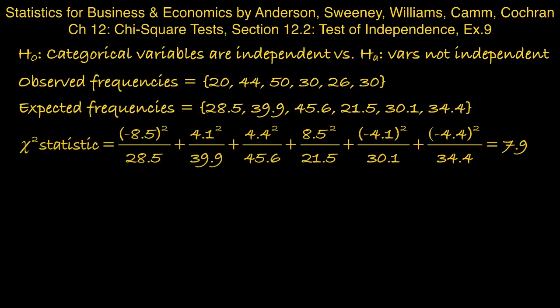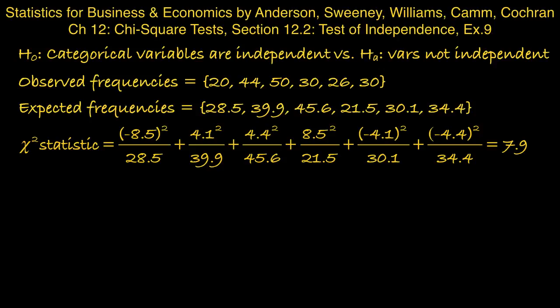Next, we need to know the degrees of freedom for the chi-squared distribution that we'll use, and the degrees of freedom is equal to the number of column categories minus 1 times the number of row categories minus 1. And so that comes to 2 in this case.